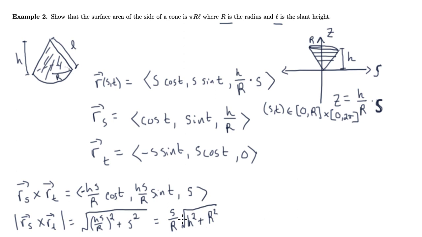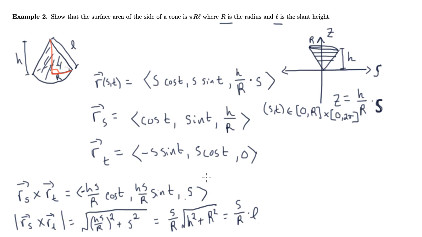But look at the square root of h squared plus r squared. This is h coming down right here. Here's r. We have a right triangle. Notice that h squared plus r squared is l squared. So that means the square root of h squared plus r squared is just l. So this is s over r times l.